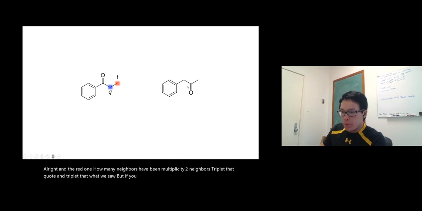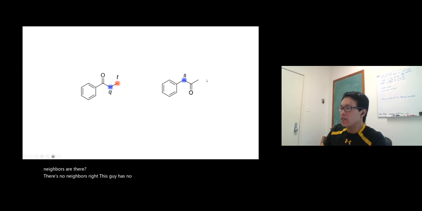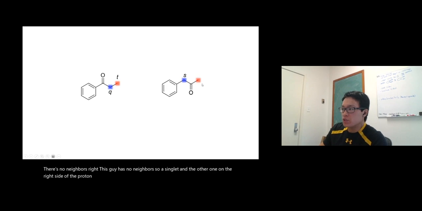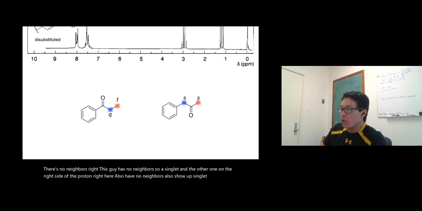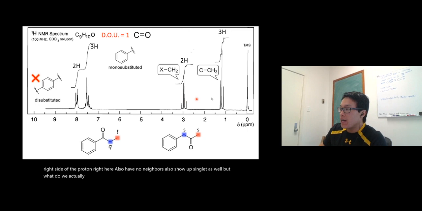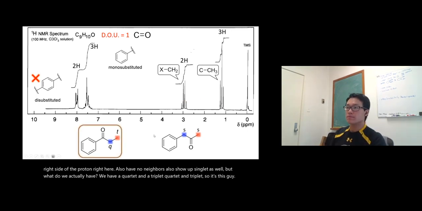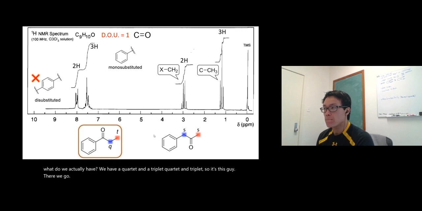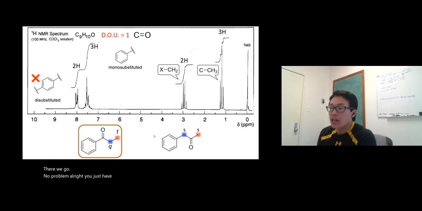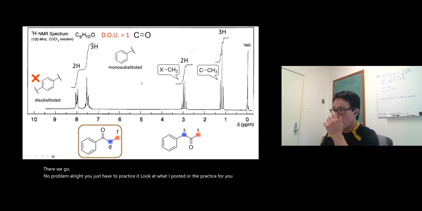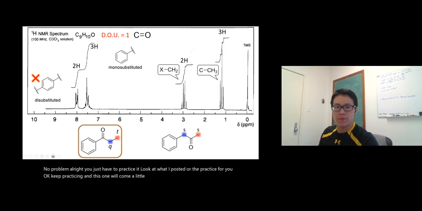But if you do it like this, some people do it like this. So how many neighbors are there? There are no neighbors, right? This one has no neighbors, so it's a singlet. And the other one on the right side, the proton right here, also has no neighbors, and would also show up as a singlet. But what do we actually have? We have a quartet and a triplet. So it's this one. There we go. Okay. All right, you just have to practice it. Look at what I posted for you to practice. Okay, keep practicing, and this part will come a little bit easier over time.